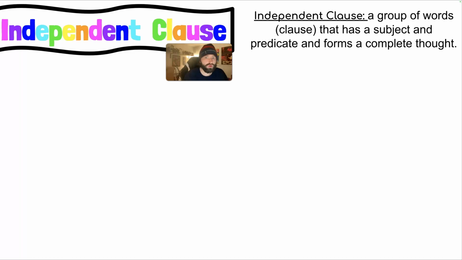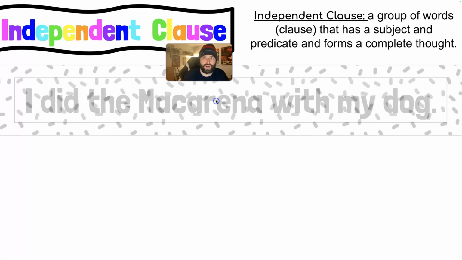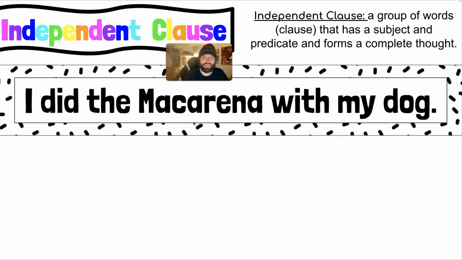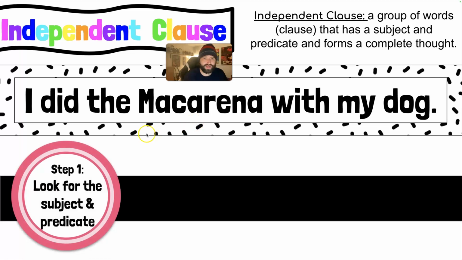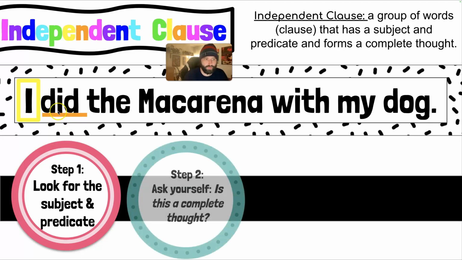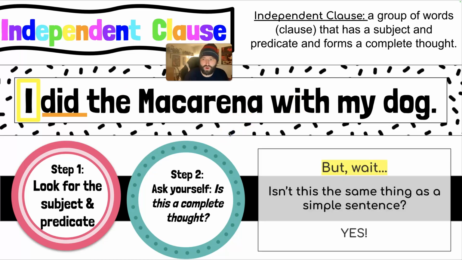So, a group of words, clause, that has a subject and predicate and forms a complete thought. So, I did the Macarena with my dog. This is a clause. What's our subject in this sentence? What's our predicate in this sentence? Did. Well, verb is did. And then the predicate is did the Macarena with my dog. Ask yourself, is this one complete thought? So am I only talking about one thing, or am I talking about more than one thing? Well, here I only see me doing one thing. I'm doing this dance with my dog.